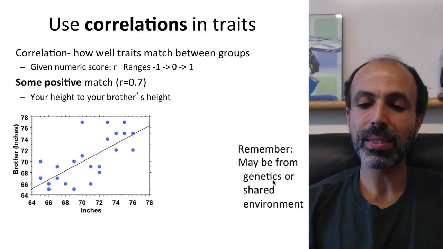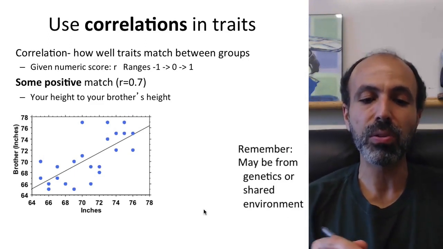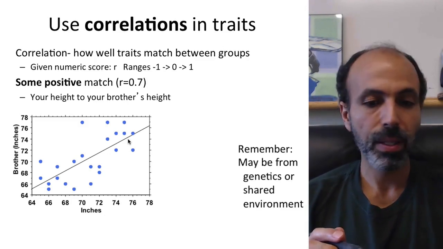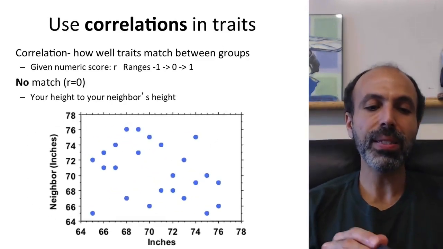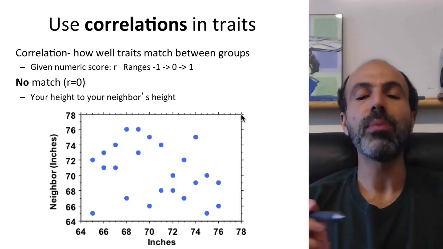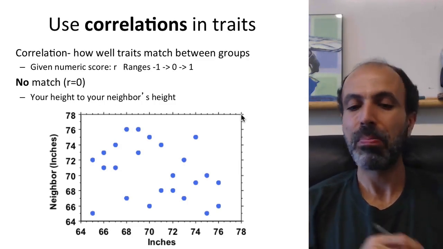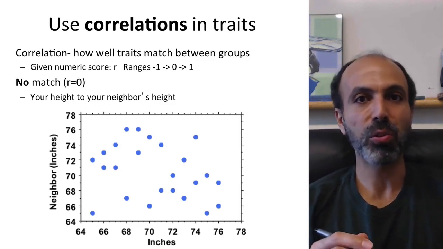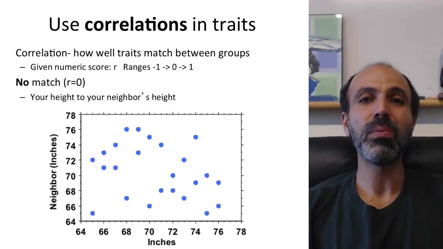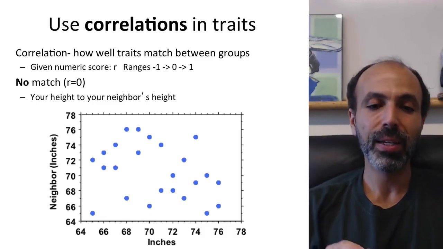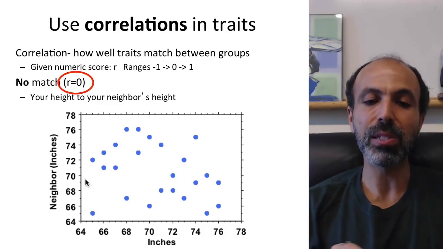And again, in this case, some of this may be from genetics and some of this may be from shared environment. That's why you do see some sort of association here. Now let's go a little bit further. Let's imagine there's no correlation. You may see this in the context of your height to your neighbor's height, your next door neighbor's height. It's quite possible that you'll have some very short neighbors, you may have some very tall neighbors, but there's no reason to expect that their height is any more or less like your height. So this would be a case where the correlation is 0.